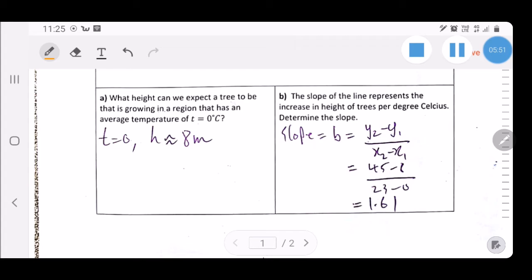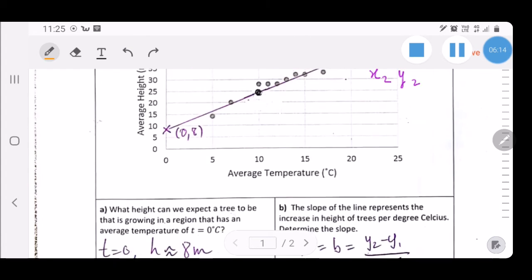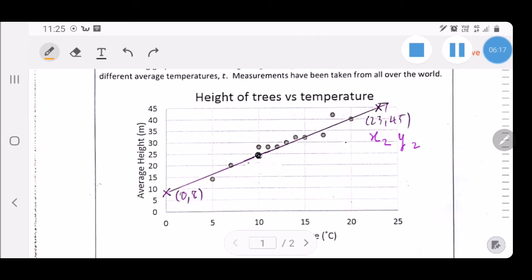Question B. The slope of the line represents the increase in height of trees per degree Celsius. Determine the slope. All right, well, that's easy enough. We have a formula. Slope, which in our y equals a plus bx is also referred to as b, equals y2 minus y1 over x2 minus x1. So we need 2 points, which I have already added to this diagram. We've got x1, y1 here, and x2, y2 here.